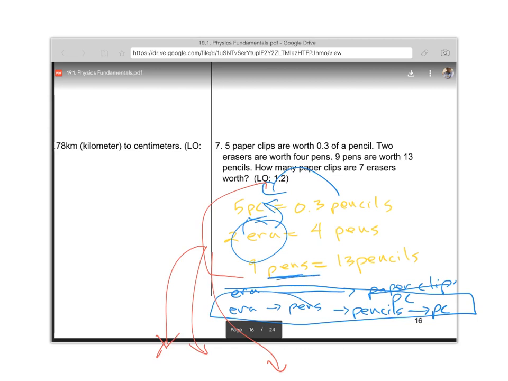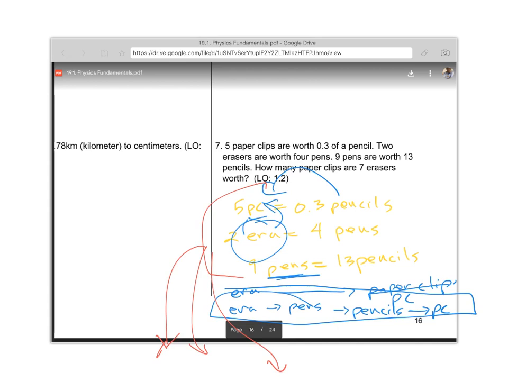since we want pens to cancel, the 9 pens has to go on the bottom. And there are 13 pencils. From here, we want to multiply in a way to make pencils cancel. And then you have 5 paper clips on the top. So you can verify that this problem is set up correctly by watching the units cancel. So erasers cancel, and then pens cancel, and then pencils cancel. So the only units left are paper clips, and that's what the question is.